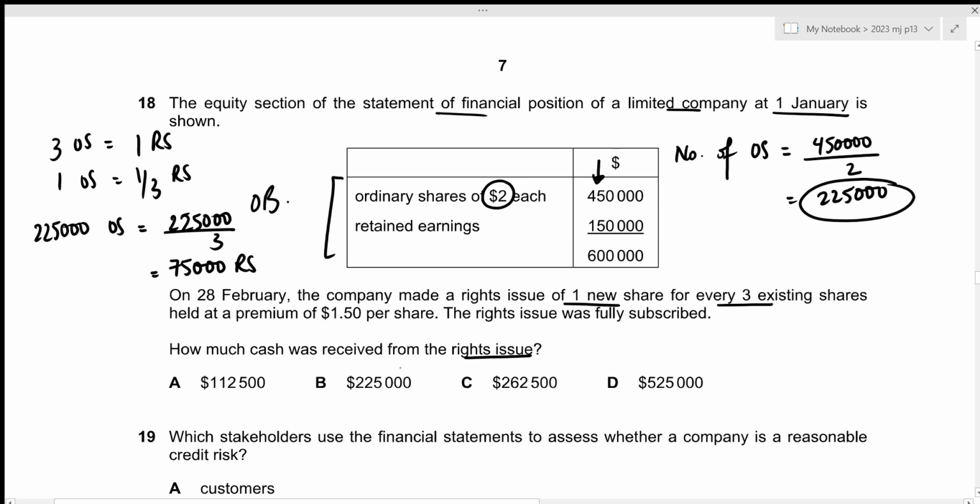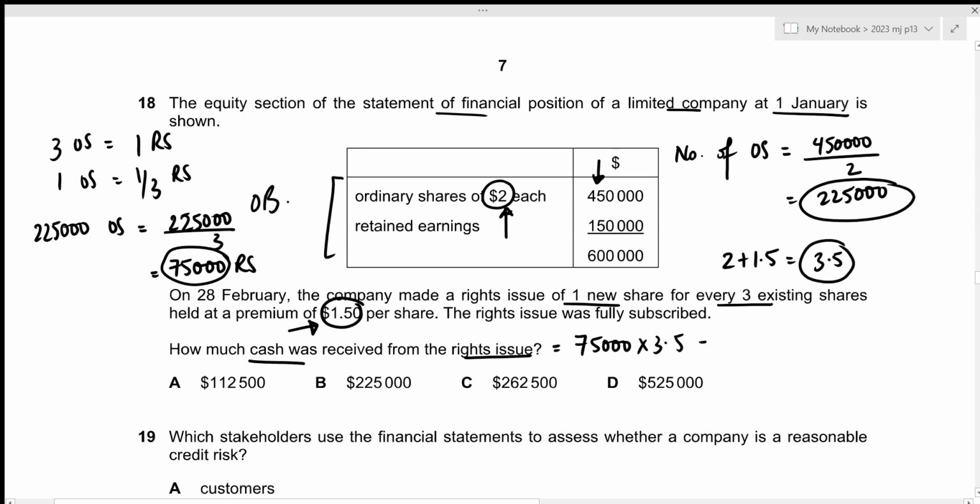Okay. And this was issued at a premium of 1.50 per share. This is only the premium, and we also have the nominal rate of 2. So the total rate for the rights issue is 2 plus 1.5, which results in 3.5. And we just need to figure out the total cash received. For that, we only need to multiply the number of rights shares, which we already figured out, with the value at which the rights shares will be issued. So that's 75,000 multiplied by 3.5, which results in 262,500.